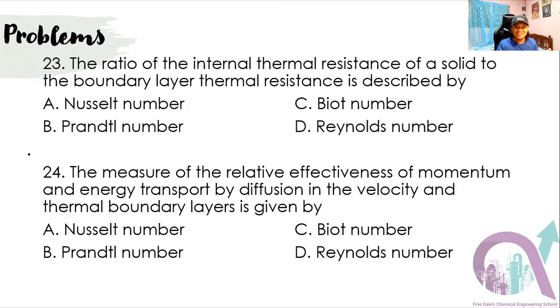So the ratio of the internal thermal resistance of a solid to the boundary layer thermal resistance is described by... You have this. I can't believe this number exists. So if you know what I'm talking about, you know the answer to this is the Biot number. I don't want to spend too much time on that. Let's move on. Number 24, it's letter B.